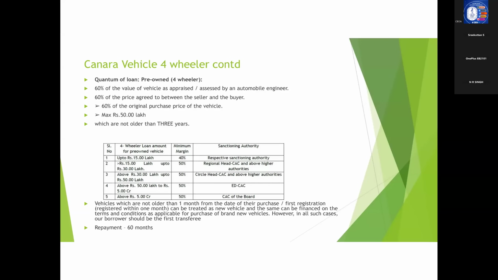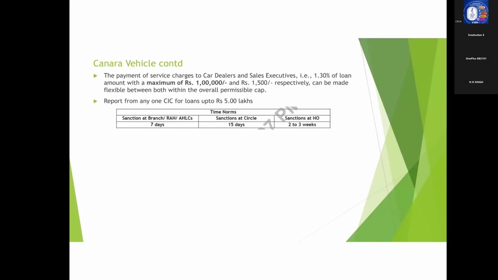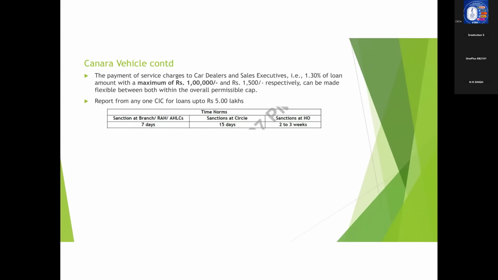And the maximum repayment period available for a pre-owned vehicle is 60 months. So that's all about Canara vehicle pre-owned. The next thing is dealer payment commission. You already know it is 1.3% of loan amount subject to a maximum of 1 lakh, and 1,500 for sales executive, which can be made flexible within the overall permissible cap.